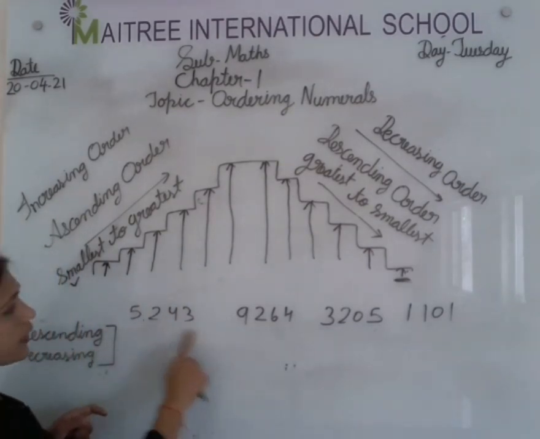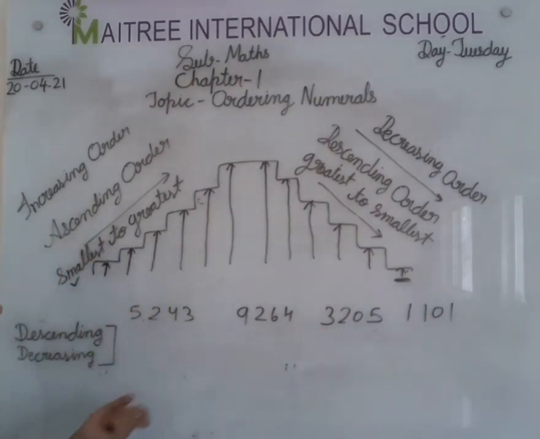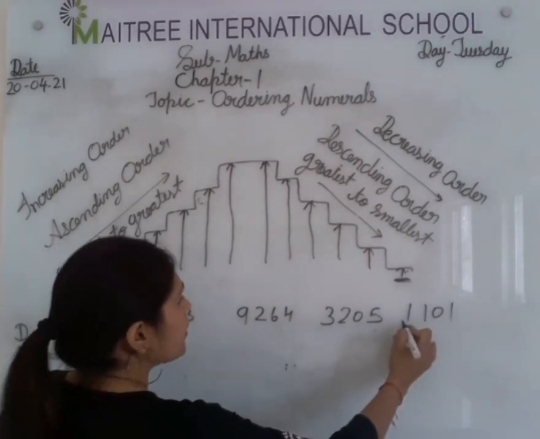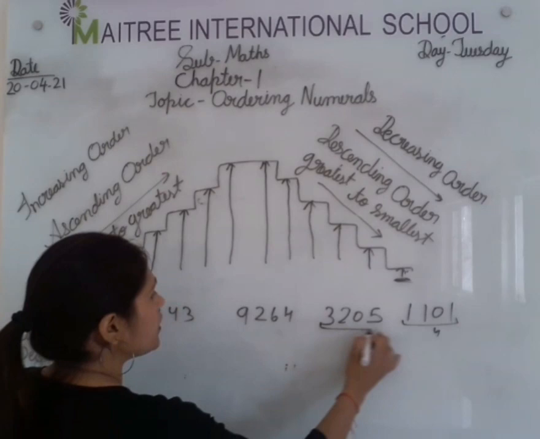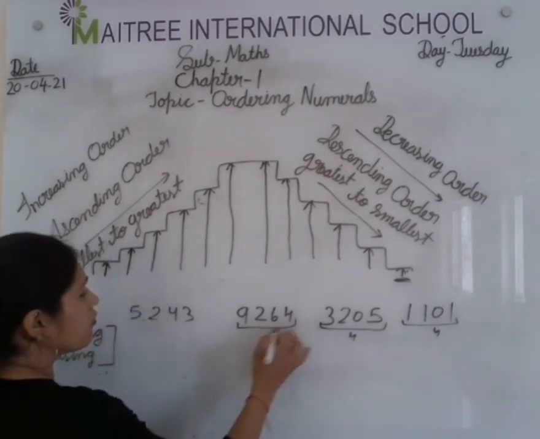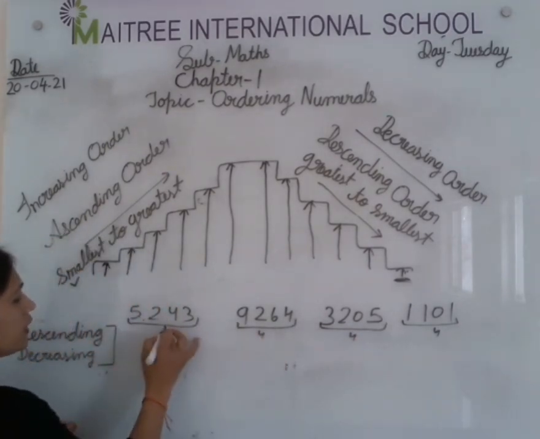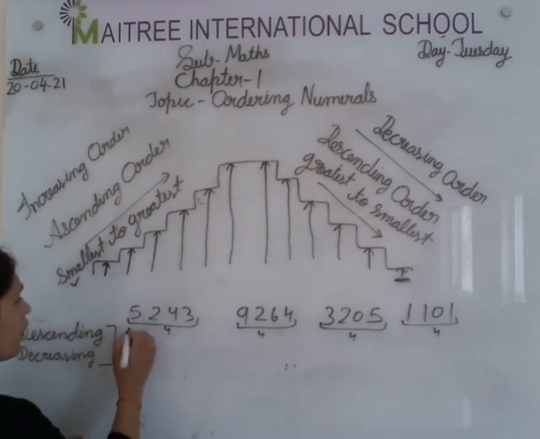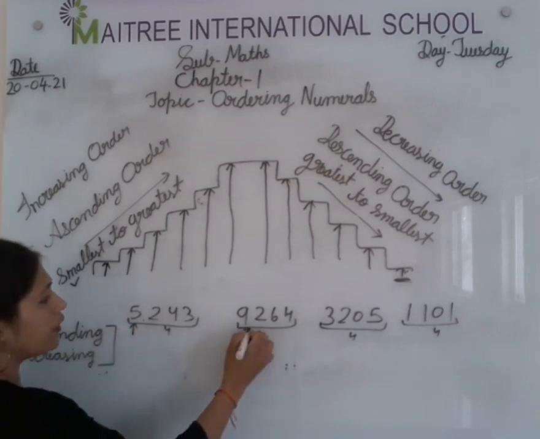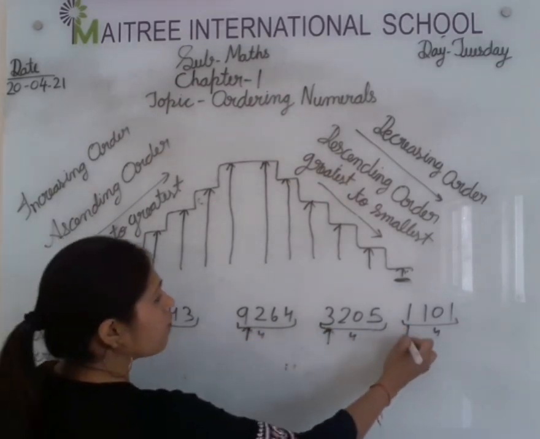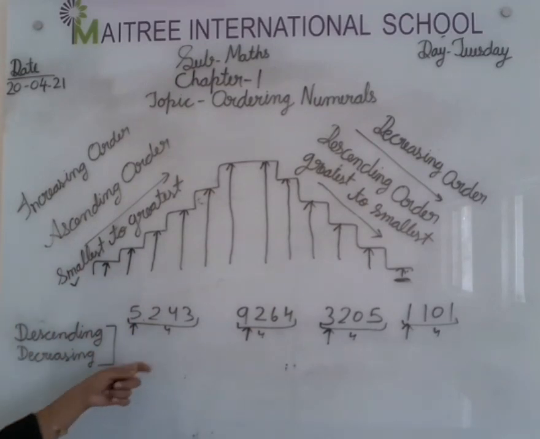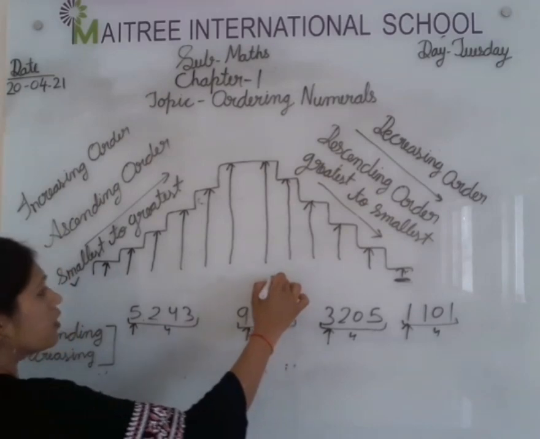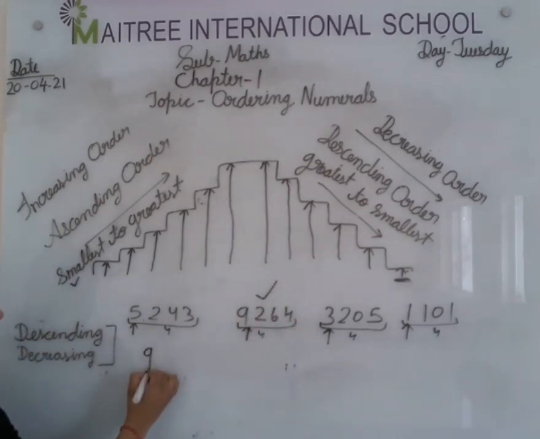So what is the greatest number here? First we need to check the digits. 1, 2, 3, 4 digits, 4 digits, 4 digits, 4 digits. सभी के पास 4 digits हैं. If digits are the same, then what do we need to check? The leftmost number. 5, 9, 3, 1. So which is the greatest number here? 9. So this is the biggest number here. So make a tick and first we'll write this number.